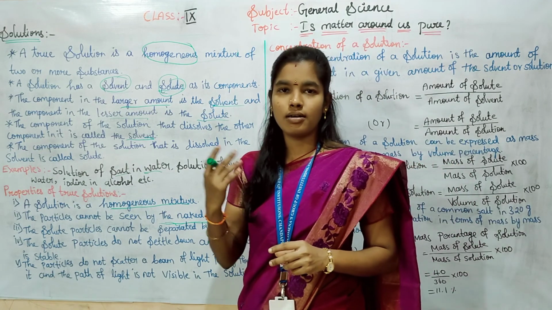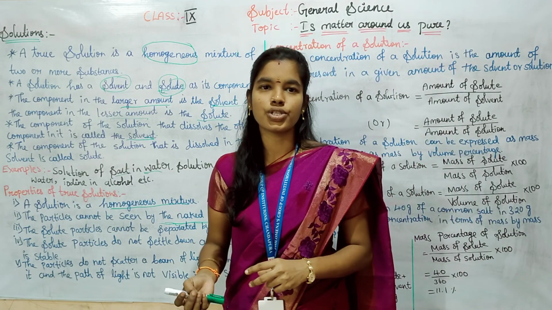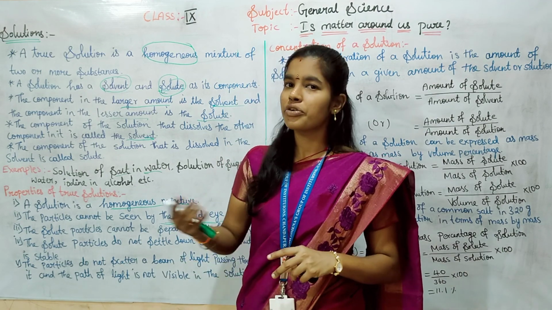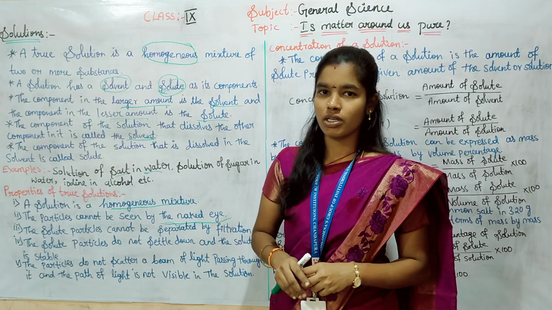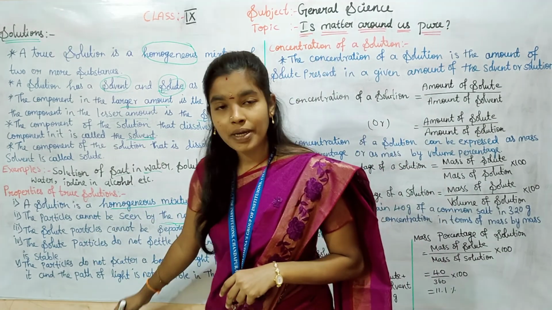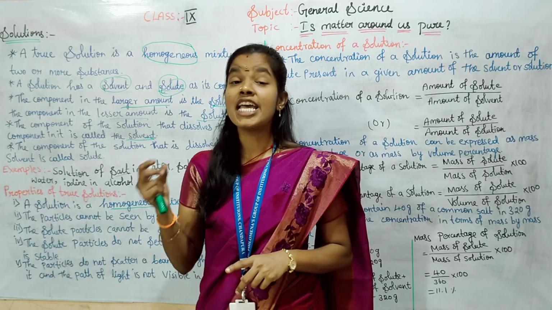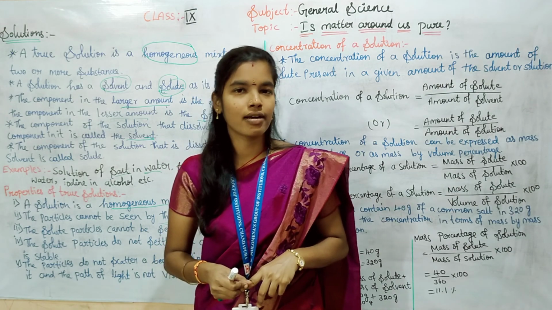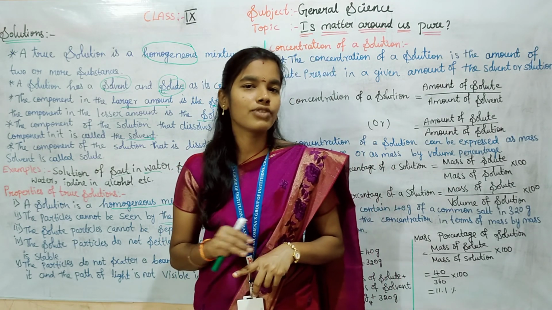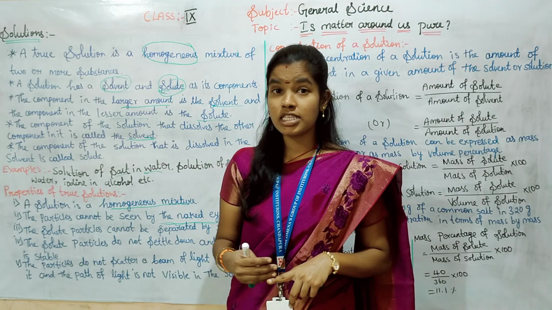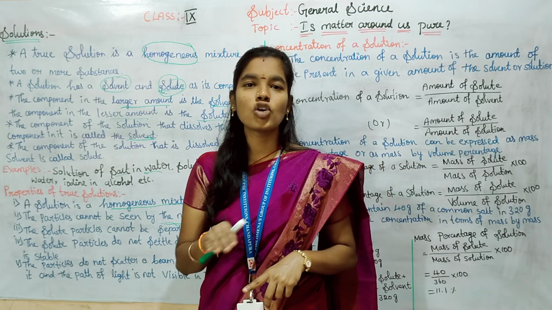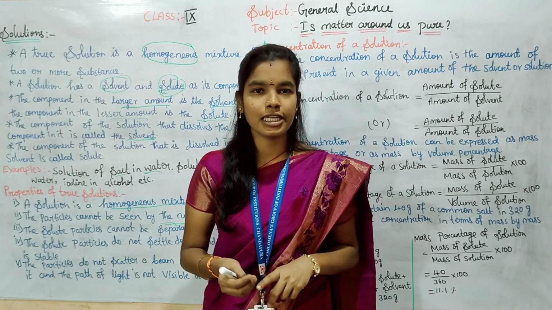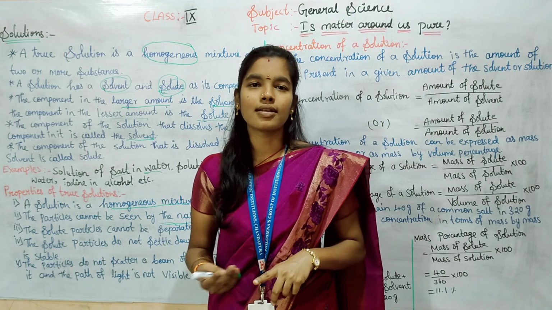So whenever light passes through that particular solution, the solution will not scatter the light. Since it does not scatter, we cannot see the path of light through that solution. So, five properties. First, it is a homogeneous mixture. Next, we cannot see the particles of the solution with the naked eye. Third, solute particles cannot be separated by filtration. Next, the solute particles will not stay at the bottom of the solution, and the solution is very stable, and it will not scatter the light.